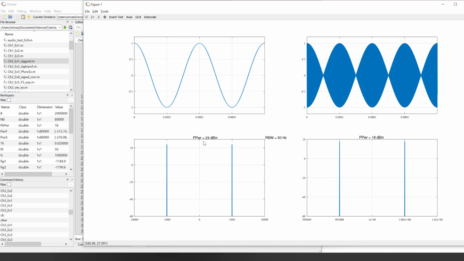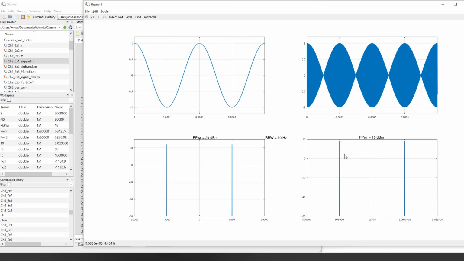Now, when we modulate it, we know that the signal should drop again by half, and that's another 6 dB. And here on the bottom right-hand side is the Fourier transform of our modulated signal. Notice how these two are shifted by 5 kilohertz from the carrier, which is at 1 megahertz, which we expected. And again, the peak power here is 18, which is again 6 dB less than what we saw for the message signal alone.